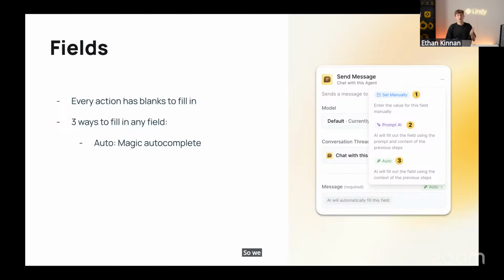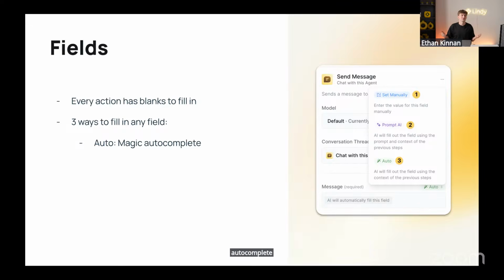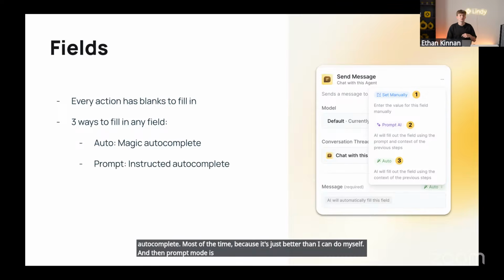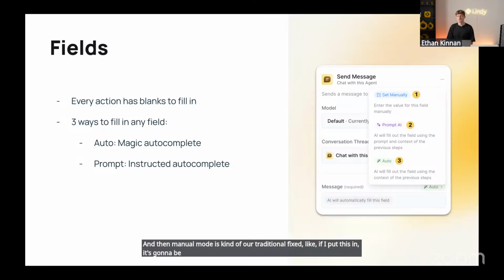We have auto, which is magic autocomplete. I see some people asking about memory in the chat. The beauty of Lindy agents is all the memory is handled so you don't have to. It remembers everything. If you're on step 20, Lindy knows what happened in the previous 19 steps and can put in really good outputs. I leave it on auto most of the time because it's better than I can do myself. Prompt mode is almost instructed autocomplete, using the memory and history and then instructing the agent how to fill it in. And manual mode is our traditional fixed mode: if I put this in, it's going to be this exact thing every single time.